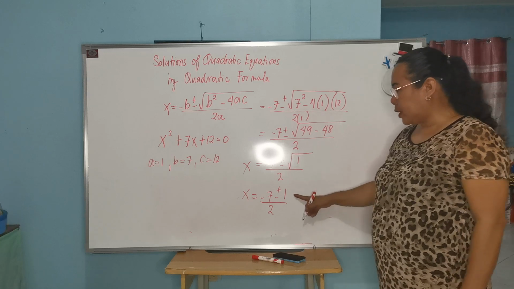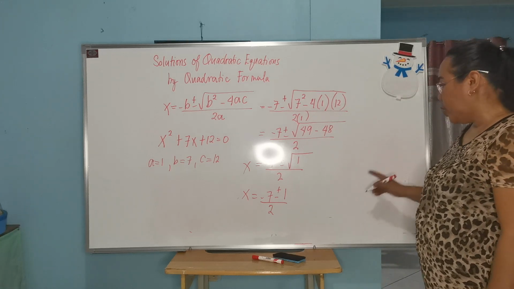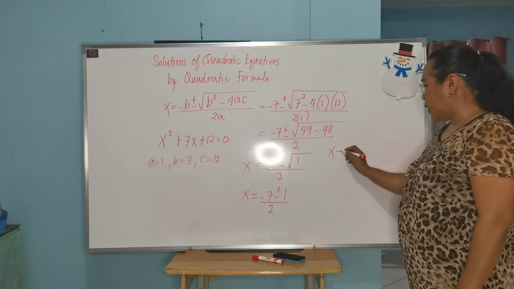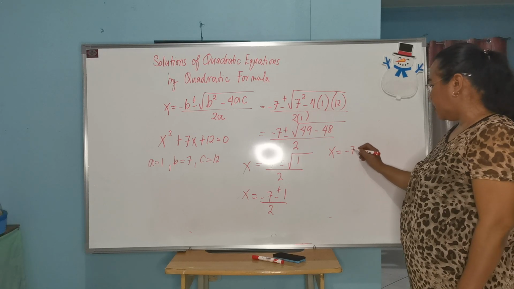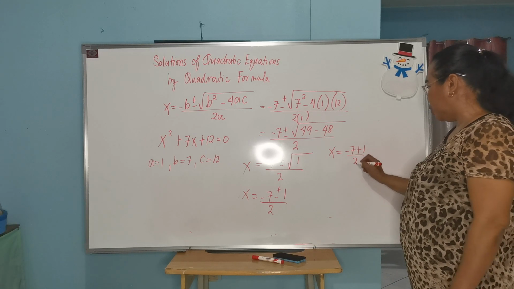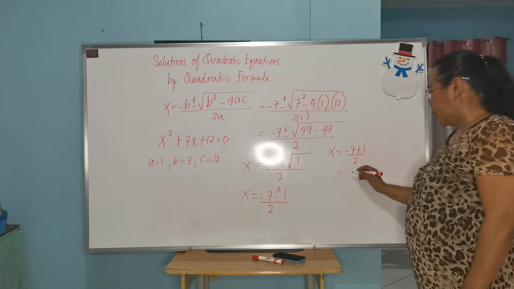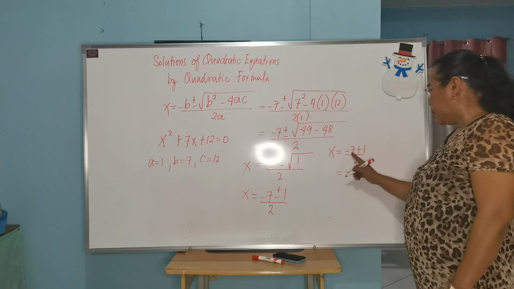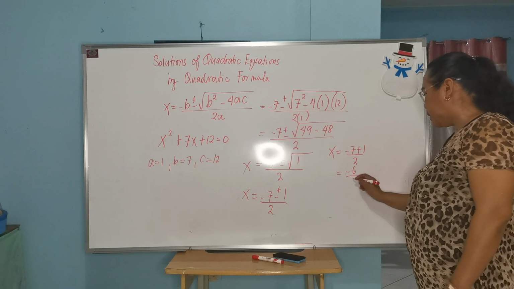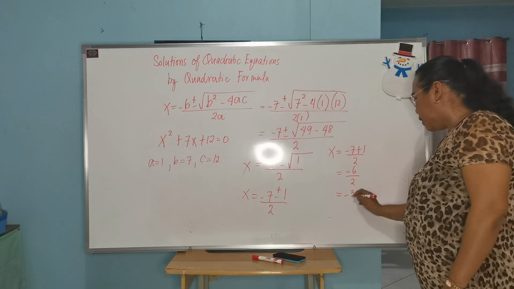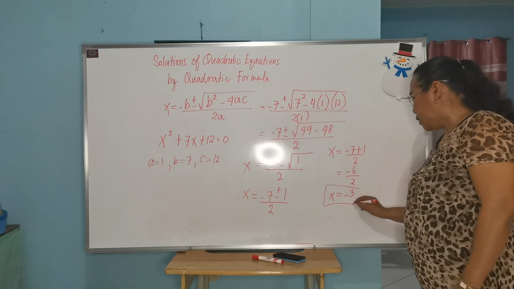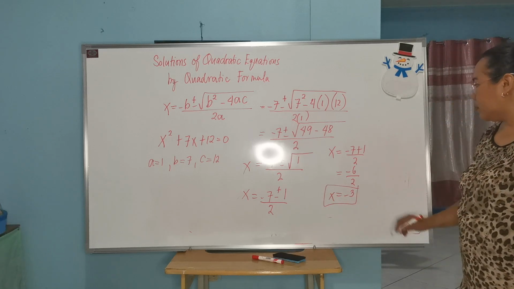So let us separate again the positive and negative root. So our values of x would be x is equal to negative 7 plus 1 over 2. Negative 7 plus 1 is negative 6 over 2. And this is negative 3. The first value of our x is negative 3.